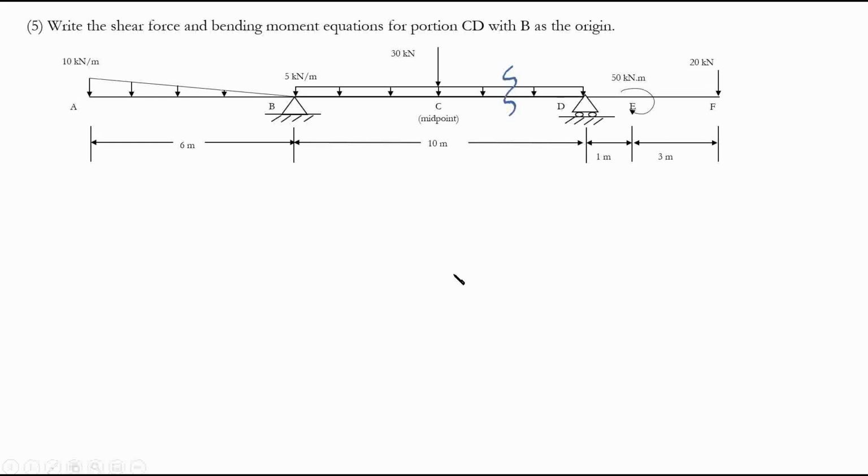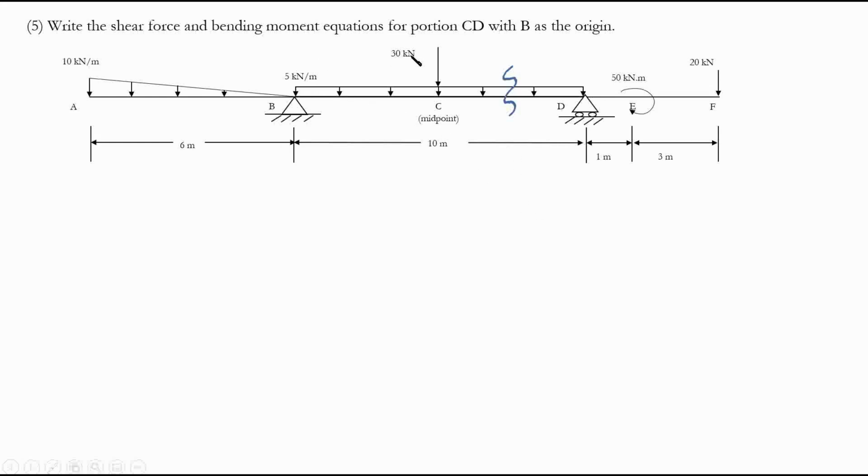And for the fifth question, it says write the shear force and bending moment equations for portion CD with B as the origin. First thing first, when it says B as the origin, right? If you remember, when you cut a section, you will have an X value, right? That X value is going to be from the origin to wherever you cut. Simple as that. You should remember this sentence. From the origin to wherever you cut is your X, and you'll see it later.